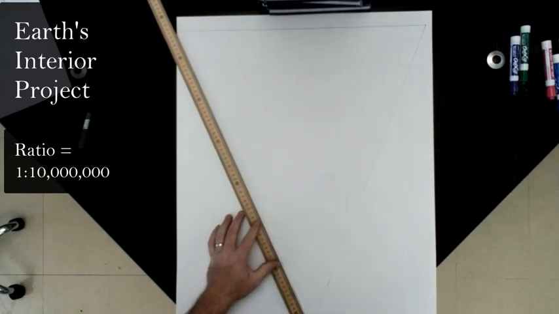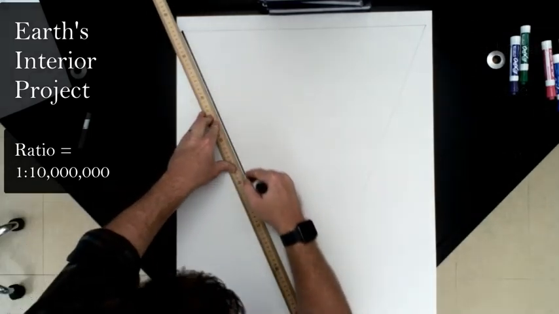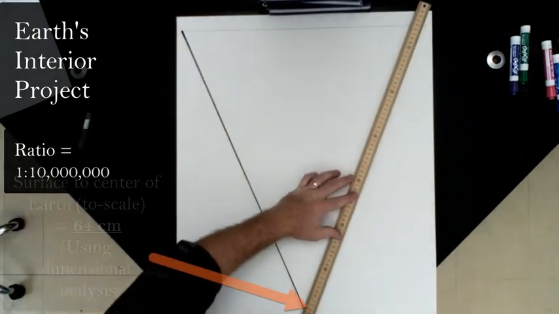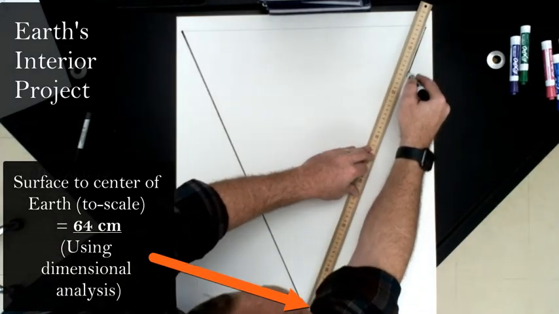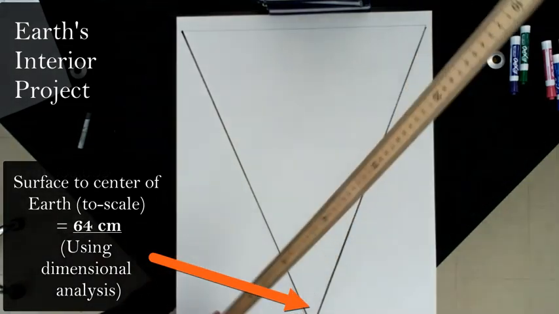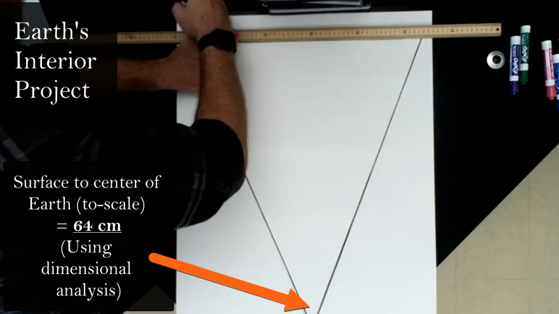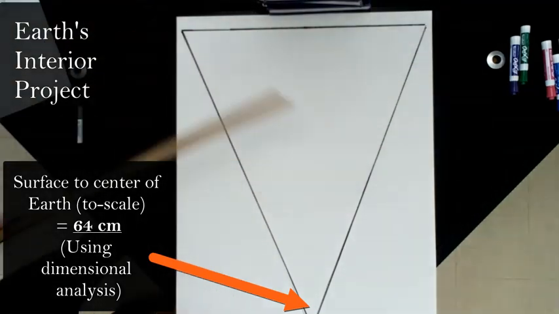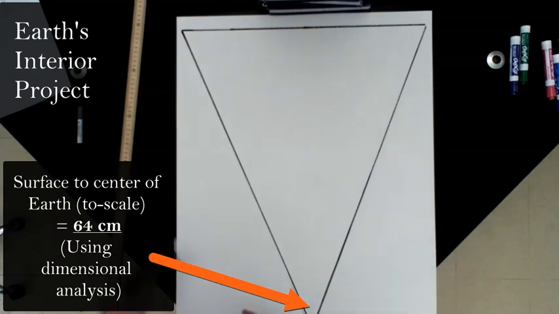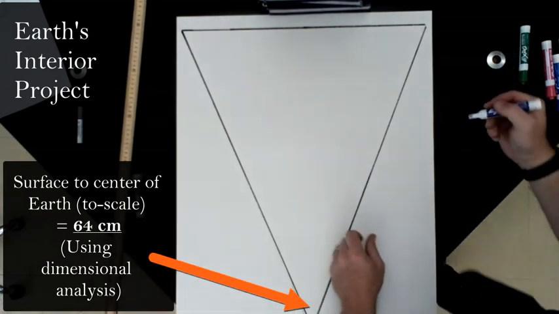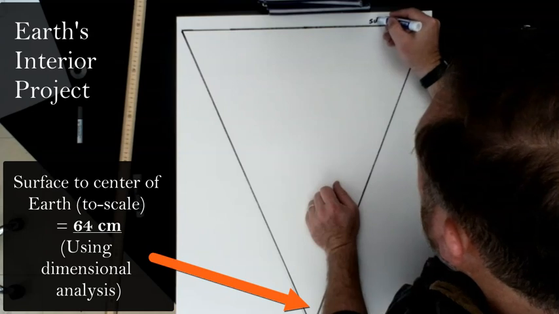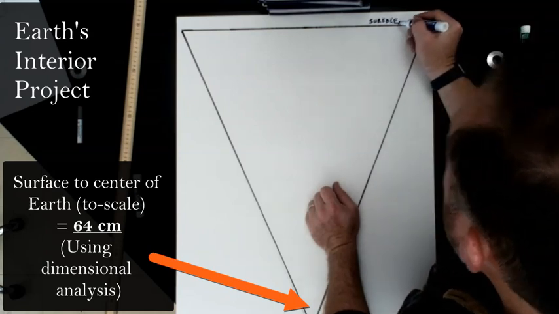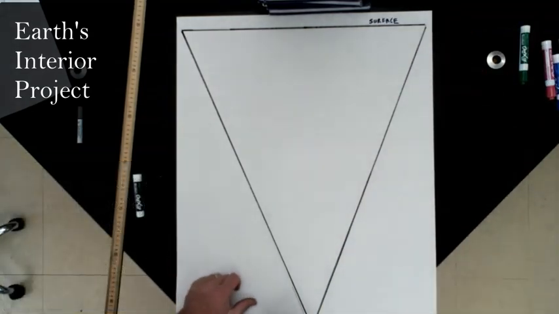So the scale is 1 to 10 million, which means that if the Earth's depth from surface to the inner core, the center, is 6,400 kilometers on average, then using the same scale, it would work out to be 64 centimeters in length, going straight down vertically. So I put a point there, then I add in the 2 sides of the triangle, and then add in a little bit of labeling for the Earth's surface at the top.